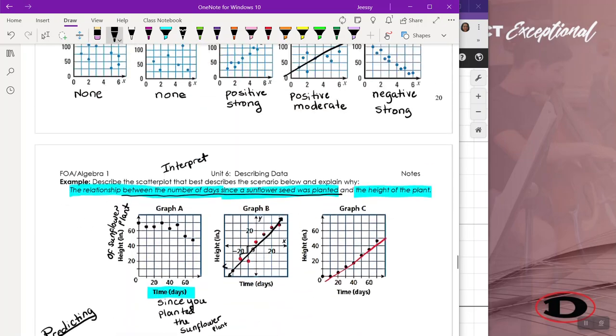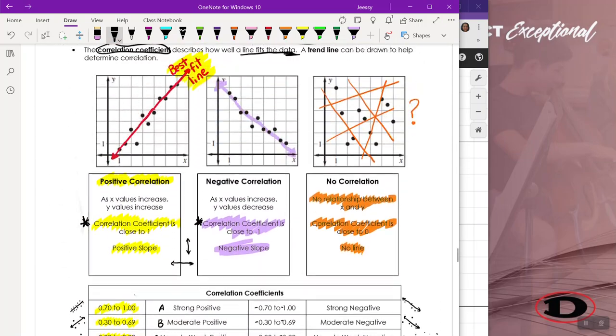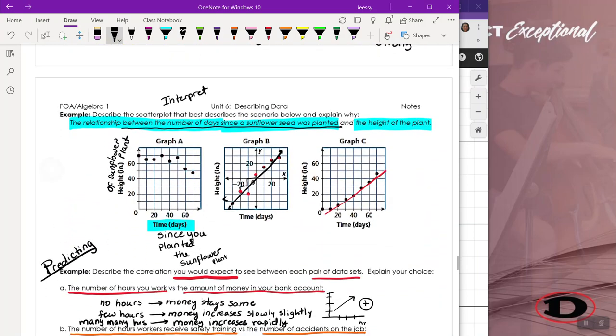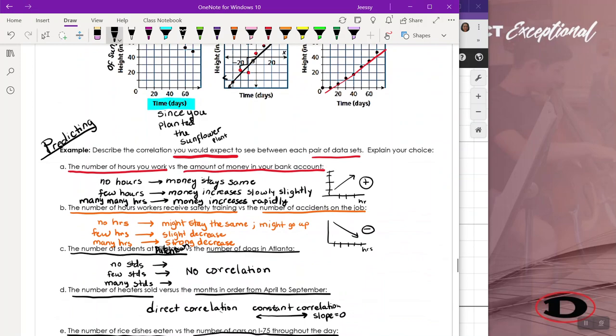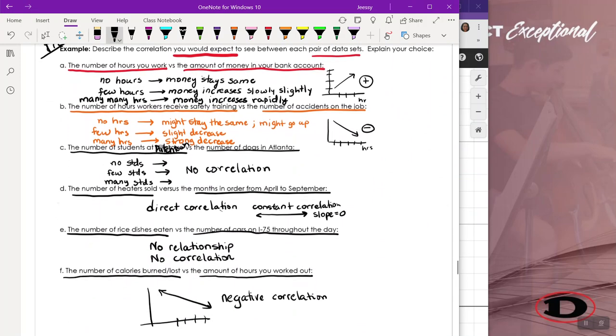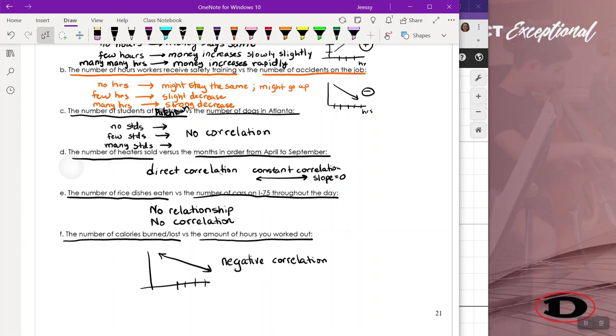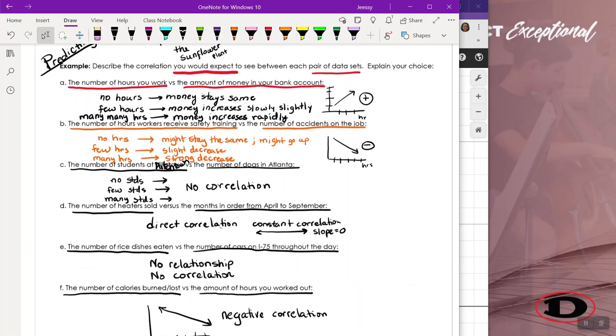This is enough. Are there any questions on identifying the correlation, interpreting the correlation, and predicting the correlation? No questions? All right, then I'm going to end this.